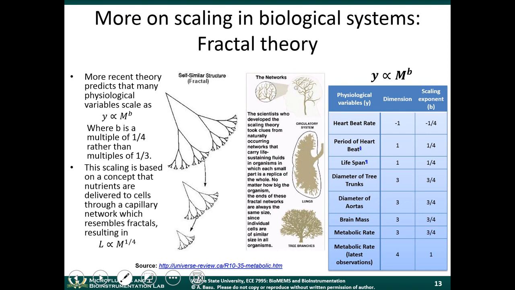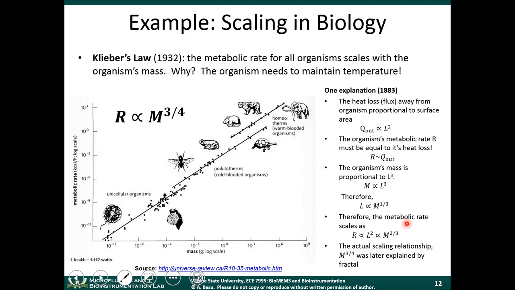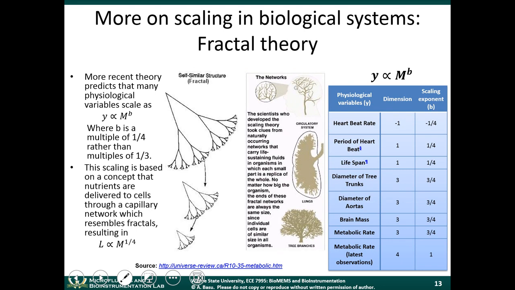So this basic analysis of heat loss from a body explained that the metabolic rate should scale as m to the power of 2/3. But in reality, if you look at this chart, the biologists found that the metabolic rate scales as m to the power of 3/4. Why the difference in the exponent? Well, there's another phenomenon that occurs in biological systems as well. And that's the fact that you have to deliver nutrients to all the cells in the body.